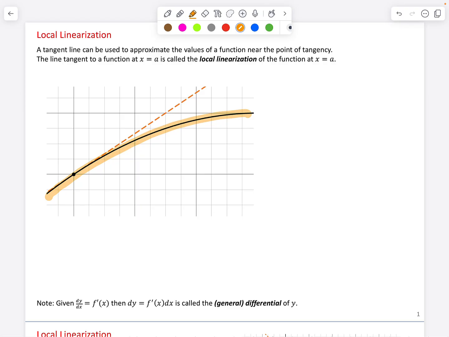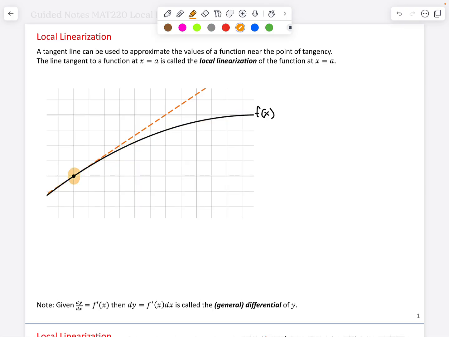Here we have some sort of function. We'll call it f of x. Here we have a point of tangency at x equals a. So the coordinates of this point would be a, comma f of a. Here's our tangent line at that point.